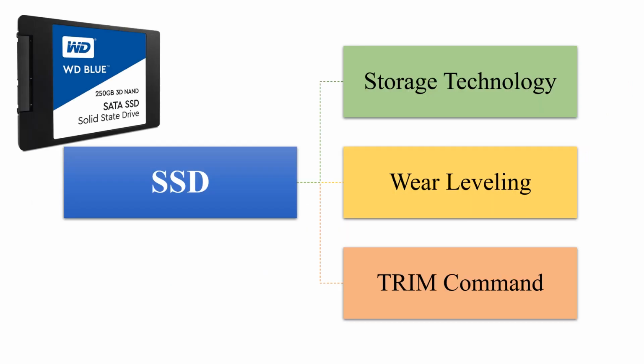Next type is SSD, that is solid state drive. Nowadays, SSDs are replacing the traditional hard disk because they are faster as compared to the hard disk. SSD uses flash memory for data storage purpose. Mainly they use memory chips instead of platters to store the data. So this difference in technology impacts the data recovery purpose.